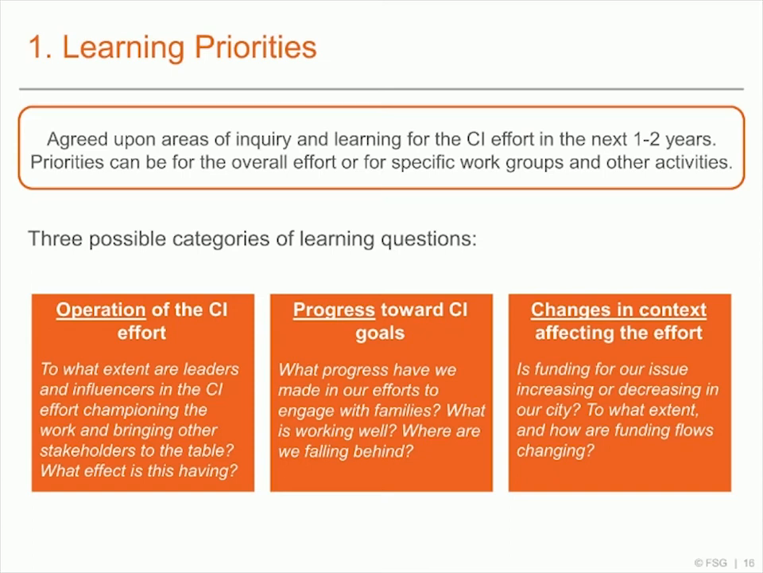And I'm presenting you with three different questions here that are related to different aspects of collective impact. The first one is around the operation of the collective impact effort. And the question we have here is around the extent to which leaders and influencers in the effort are bringing other stakeholders to the table. So if that's something that you're trying to do at this point, if you're thinking about whether you're being able to bring new members to the collective impact effort and what's working well and what's not working, that's something that you can start learning about.